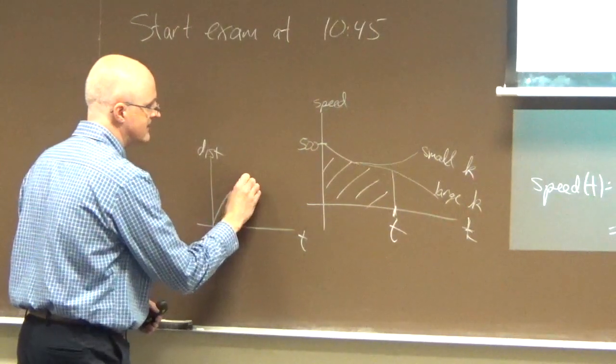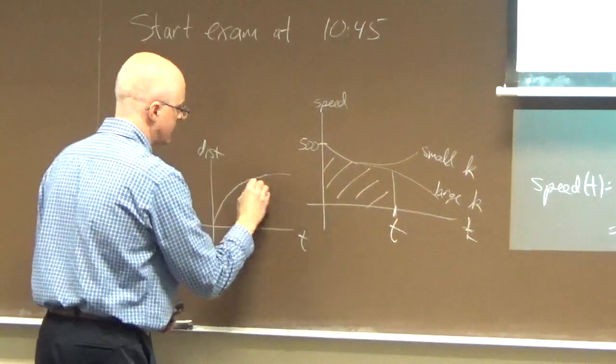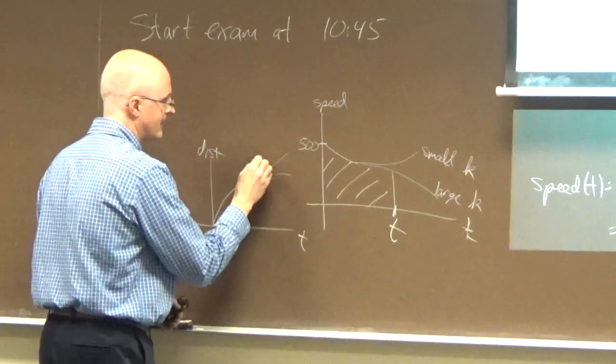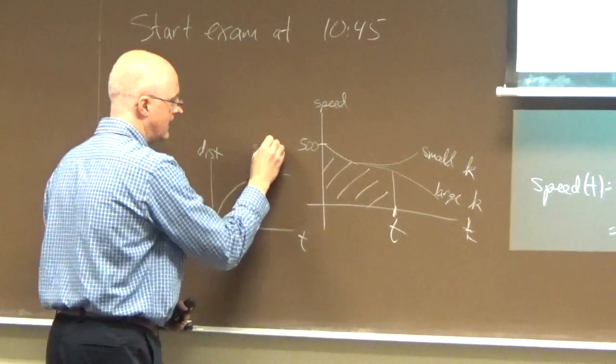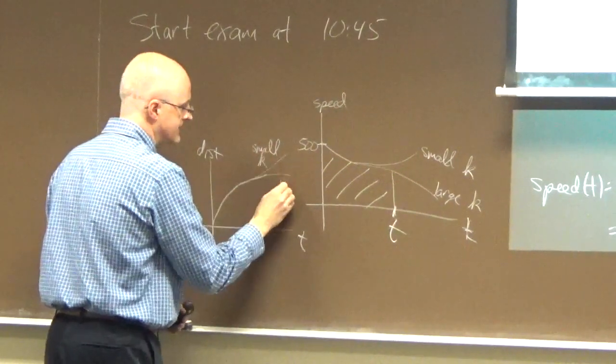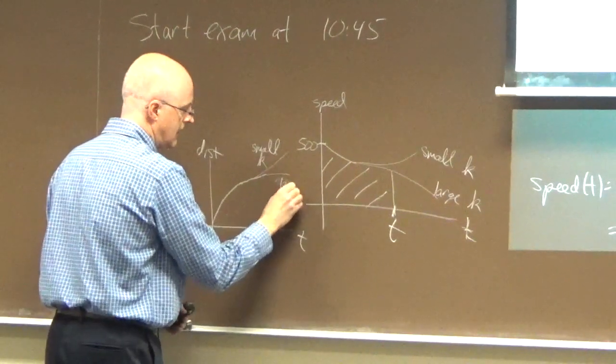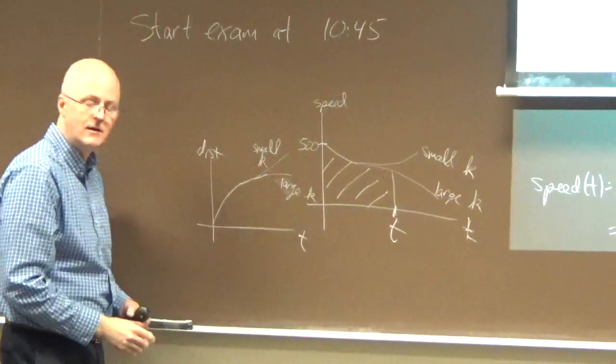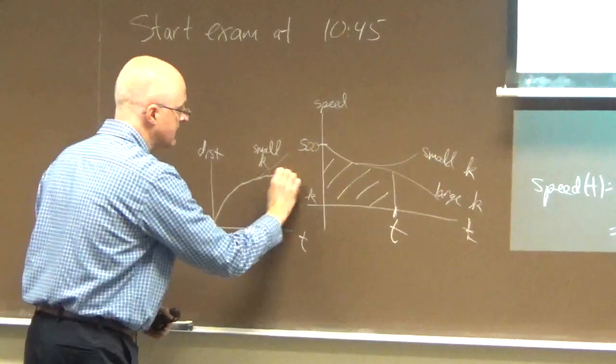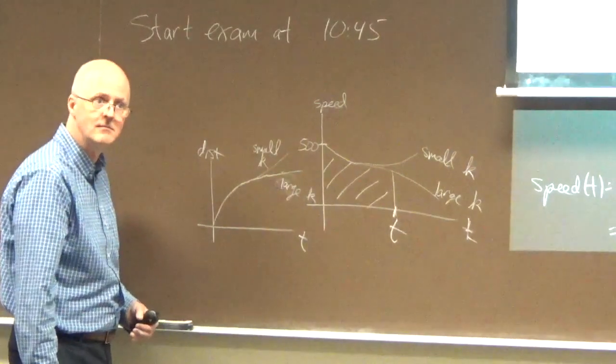Concave down at first, and maybe well, it's either going to look like this or this. This is the case in small k, and this is the case for large k. But it's always still going to be going up. It's not going to be going back down again until you hit the ground.